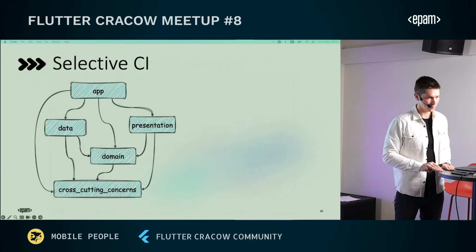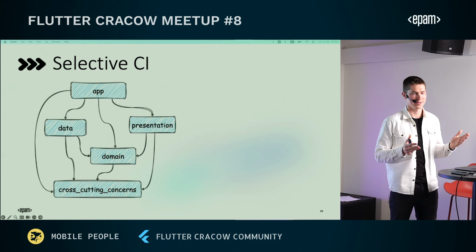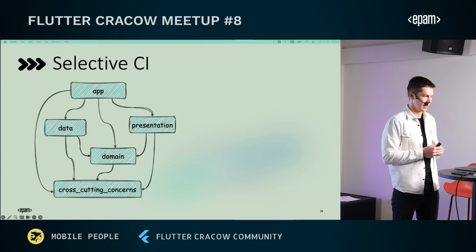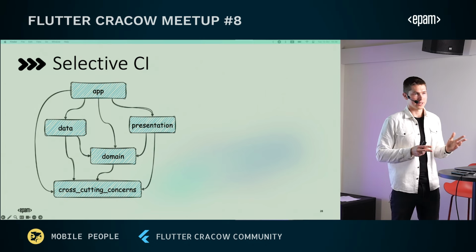Well, obviously, of course, it depends. It depends on the project, it depends on your configuration. You can run your checks in parallel. Yeah, this is the first obvious option. But what you can also do is to be selective. What do I mean by that?